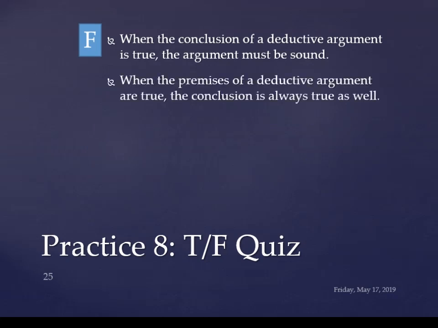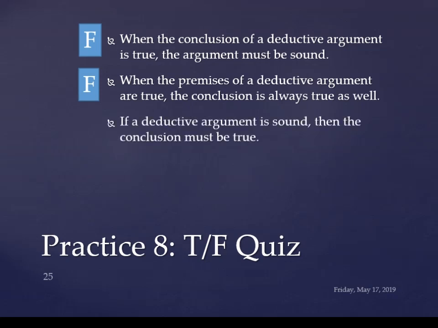Okay, when the premises of a deductive argument are true, the conclusion is always true as well. That's also false. Okay, we've already talked about that. Just saying true things doesn't get you to truth, right? Just because you have a history of saying true things doesn't mean that what you're going to say next is guaranteed to be true. You're going to need an argument form for that. Okay?